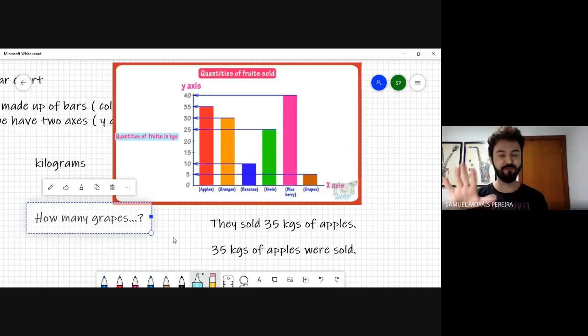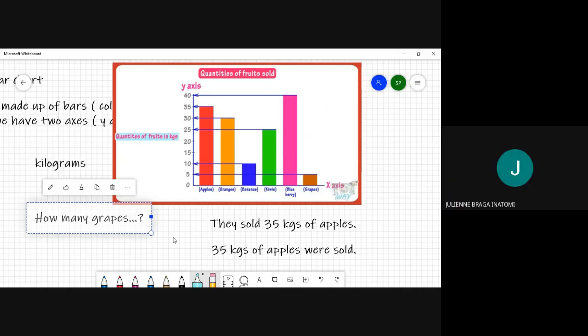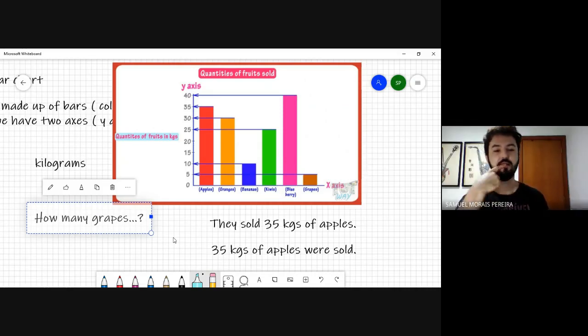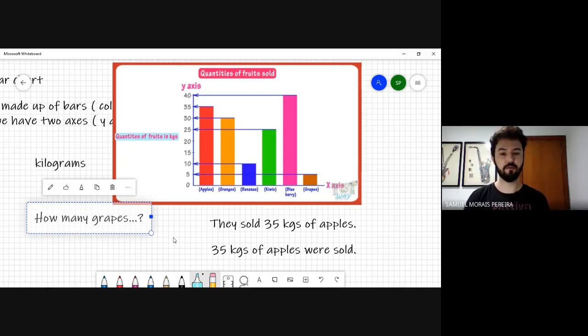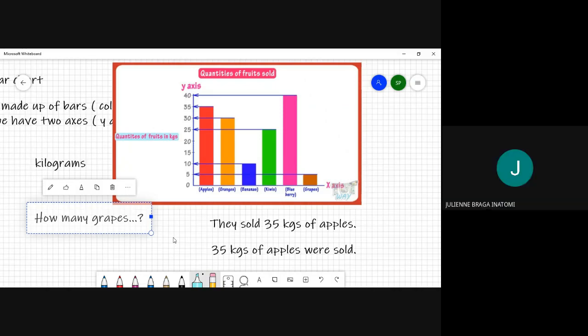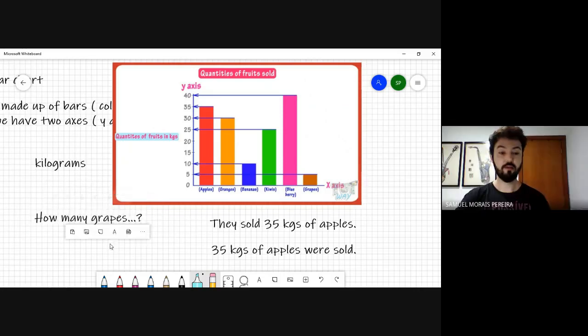Mas continua aí, por favor, ok? Passa só para o Leonardo agora. Okay? Leonardo, are you there? Yes. Okay, so Leonardo, did they sell more kiwis or more bananas? They sold more kiwis than bananas. Okay, thank you very much.